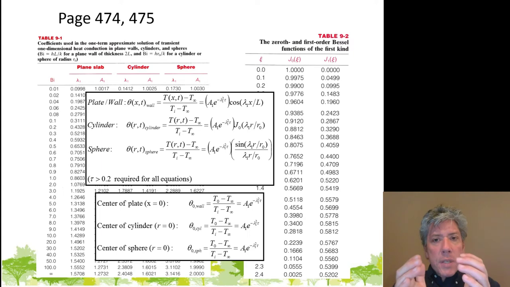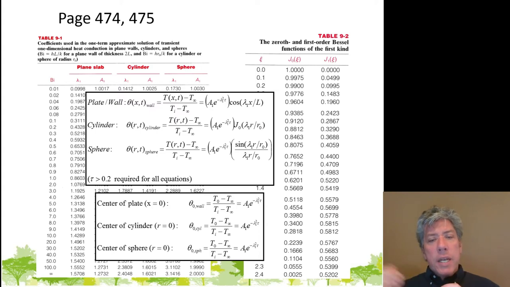So that first piece is basically the time-dependent piece. And then the second piece, in the case of the wall, the cosine of lambda 1 x over L, takes into account the position dependence. It breaks it up into two separate parts.